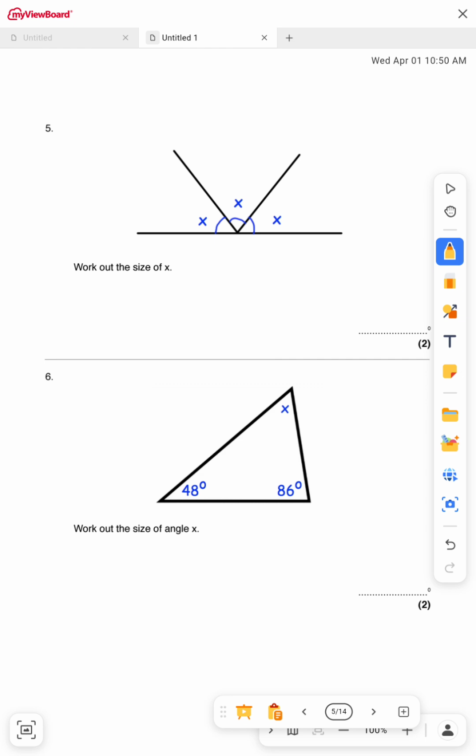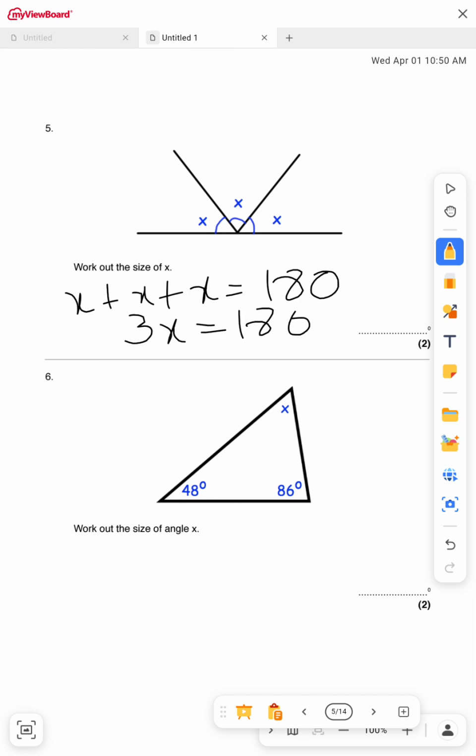Work out the size of the angle X. These are the angles, the sum of the angles at a straight line. So the sum of the angles at a straight line is 180. So X plus X plus X is equal to 180 degrees. And 3x is equal to 180 degrees, and x is equal to 180 over 3, that is 60 degrees. So this is the answer, which is 60 degrees. Simple.